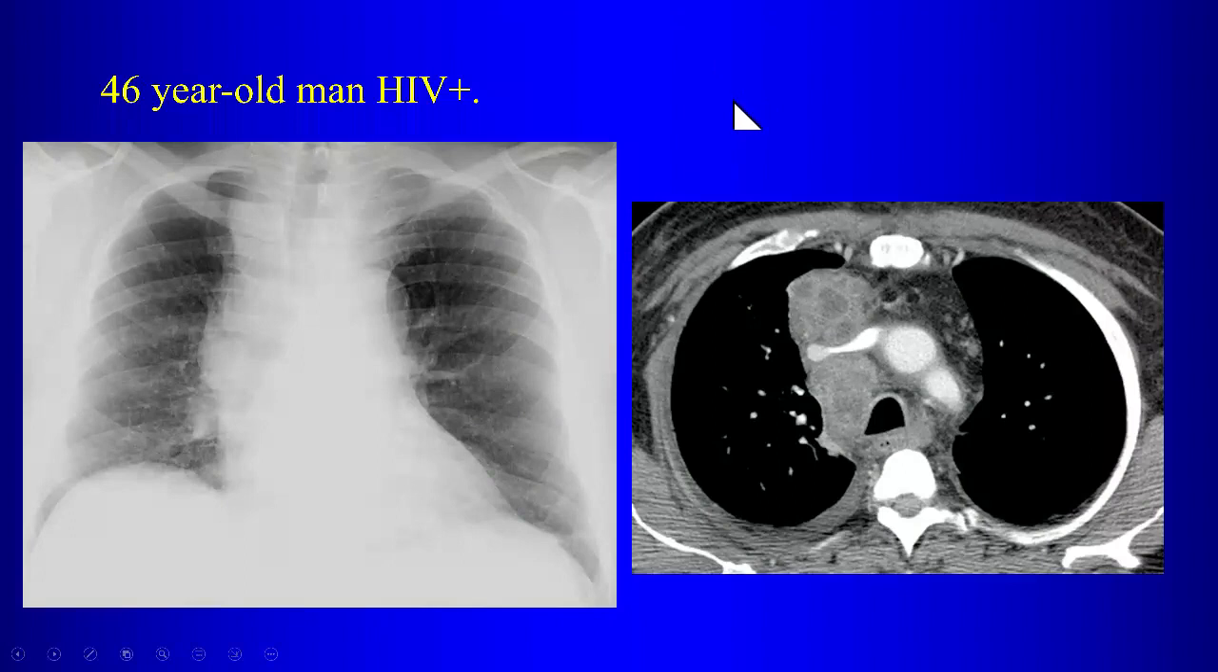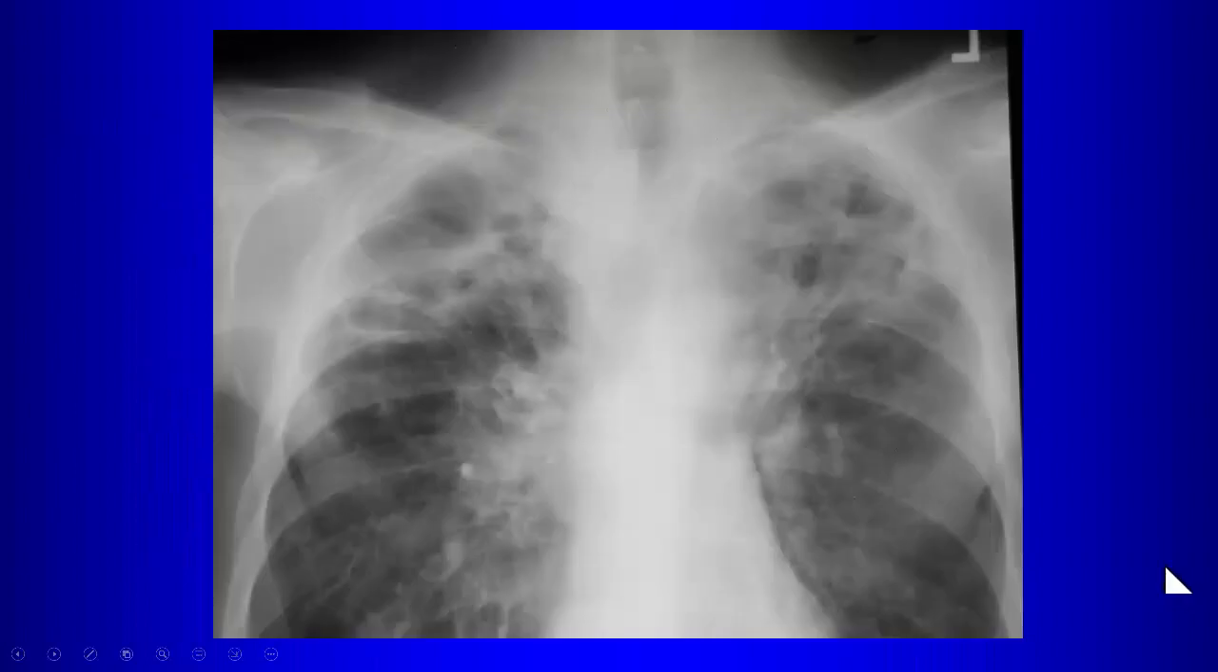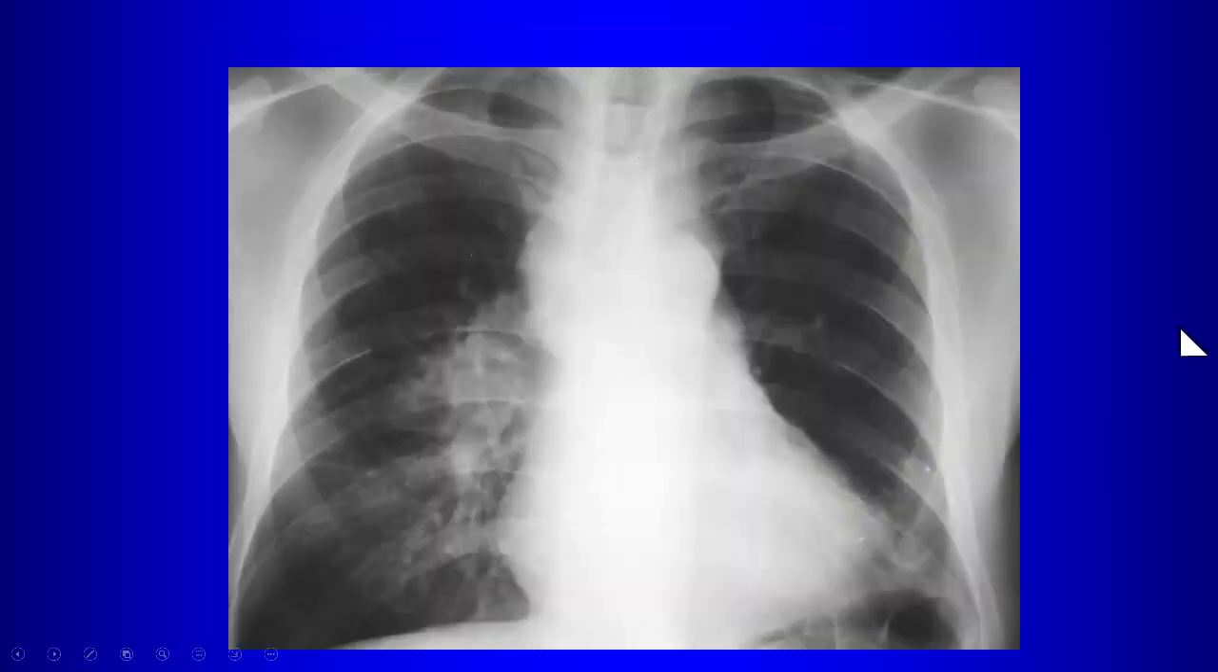Okay? So when the CD4 count is greater than 200, we get that immunocompetent pattern of upper lobe fibronodular disease. With a CD4 count less than 200, you get an immunocompromised pattern where we get more lymphadenopathy, and you can also have more lung disease. Low attenuation nodes can be very characteristic of tuberculosis. So the upper lobe fibrocavitary disease is associated with the immunocompetent state, but if we see lymphadenopathy, there's right paratracheal and right hilar lymphadenopathy.